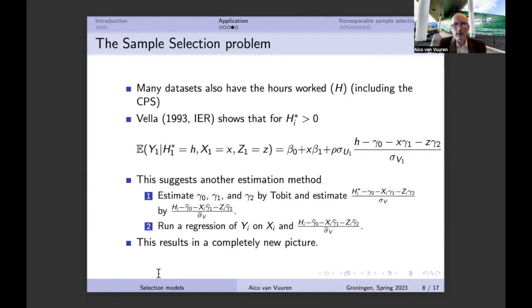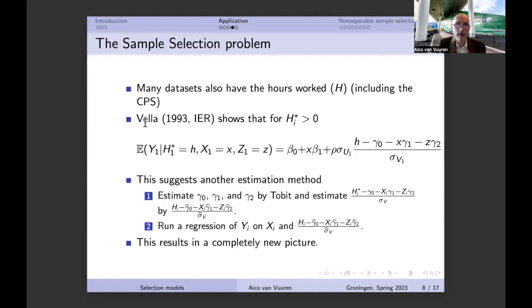But the question arises, could we do something instead? Well, one thing that we can do is use a little bit more information. Many data sets, including the CPS, also have the number of hours worked. So far we have only been looking at the persons who worked and the persons that did not work. Well, when you have working hours, you could do something else.